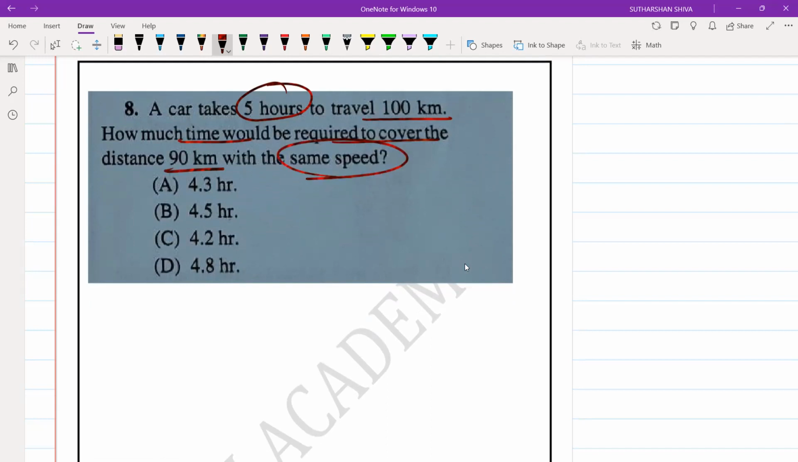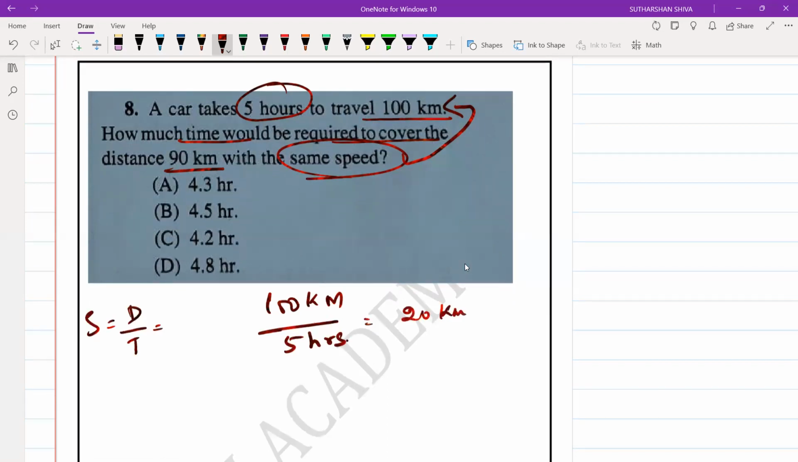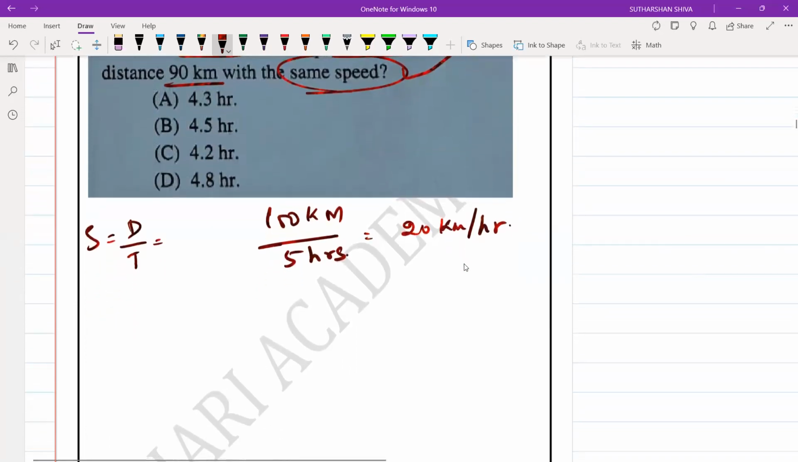Here, I need to first calculate the speed of the first travel. That is 100 kilometers divided by 5 hours, because speed is equal to distance divided by time taken. So, 100 kilometers divided by 5 hours is 20 kilometers per hour. Now, I just need to calculate the hours for the second travel.